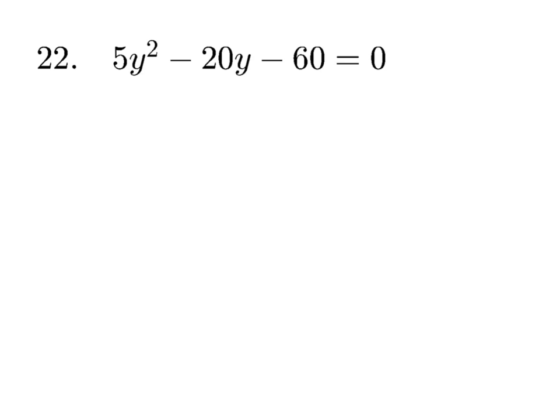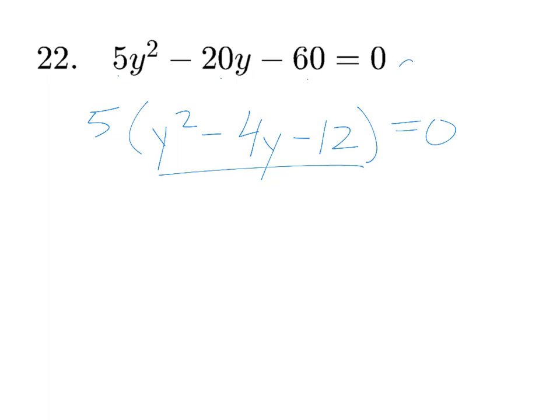For the next one, these numbers are pretty big. Is there anything we could do to make this a little easier? We could factor 5 out, because 5 is a common divisor. So I factor out 5, and I have 4y, and I have minus 12.